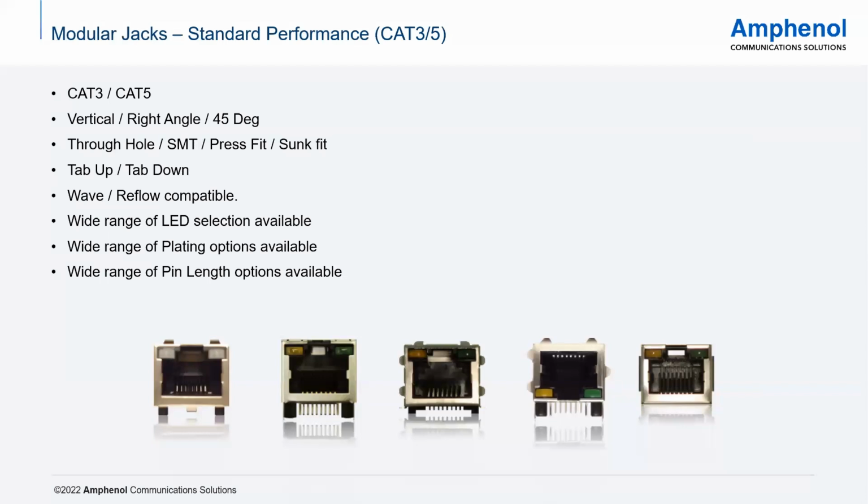And you can also see the kind of LED variety that is available, different plating options that are available, right from gold flash right up to 50 micro-inch of gold plating. And different pin lengths are available. Now, these 9 characteristics, you can have multiple combinations of. And any combinations that you can think of, we do have an RJ for that.